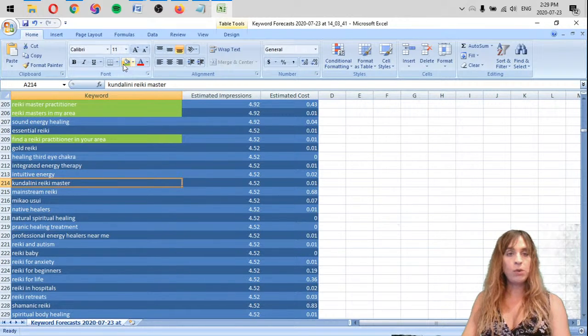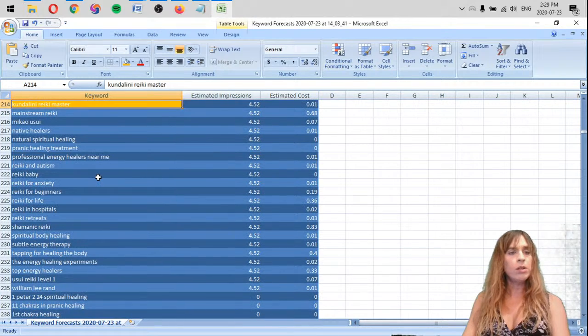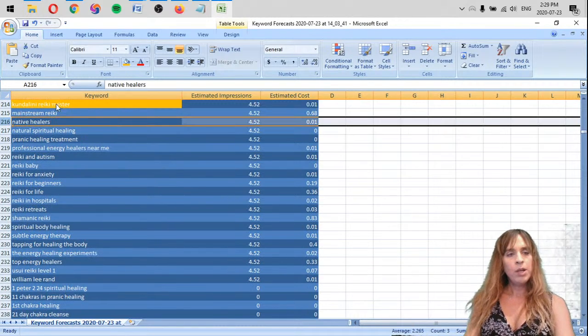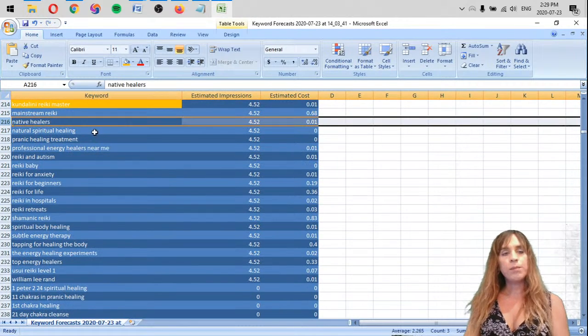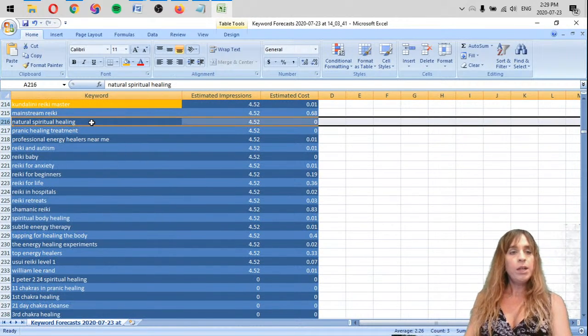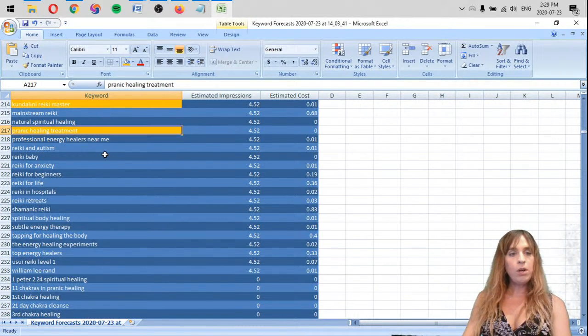Kundalini Reiki. I don't know if he does Kundalini. Well, I know that's a type of yoga. Might be Reiki as well. I don't know. Mikao Usui. I think that was either a form that we were looking at before, but I thought it was Usui Mikao. Doesn't matter. Anyway, goodbye. Native healers. He's not native, so goodbye. Natural spiritual healing. Okay, sure. Pranic healing treatment. Another, I don't know.